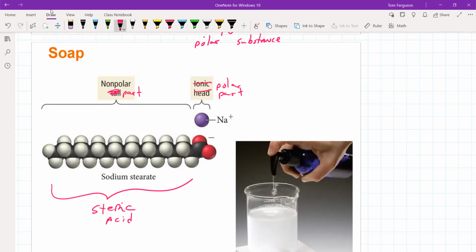Now when you wash dishes, you use a detergent, not soap. Even though everyone calls it soap, it's not soap. Ivory soap is soap. Would you use Ivory soap to wash dishes if you had nothing else to do? Yes. It doesn't work as well as a detergent. A detergent's made from some other kind of chemical, but it's got polar and non-polar parts to it.